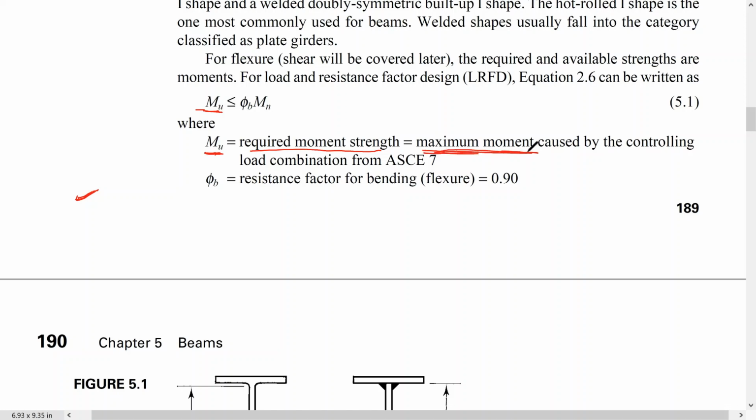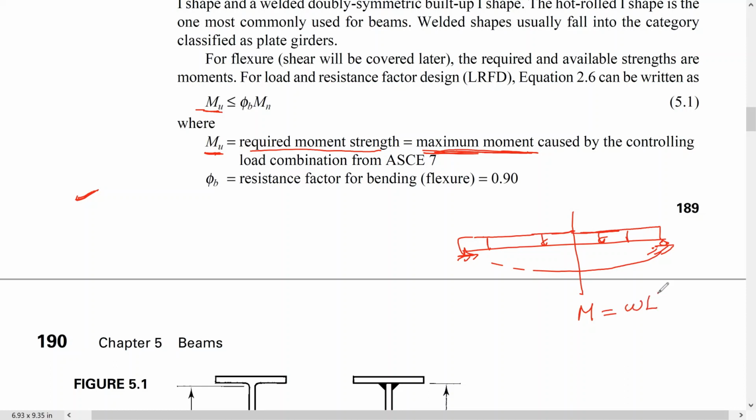Yani, if you do have a beam, let's say a simply supported beam, loaded with a uniform distributed load downward here, the maximum moment is going to be at the middle, and this is equal to wL squared over 8. This is just an example, guys. And this is the maximum moment. That's what we need to compare with the capacity of the cross section.